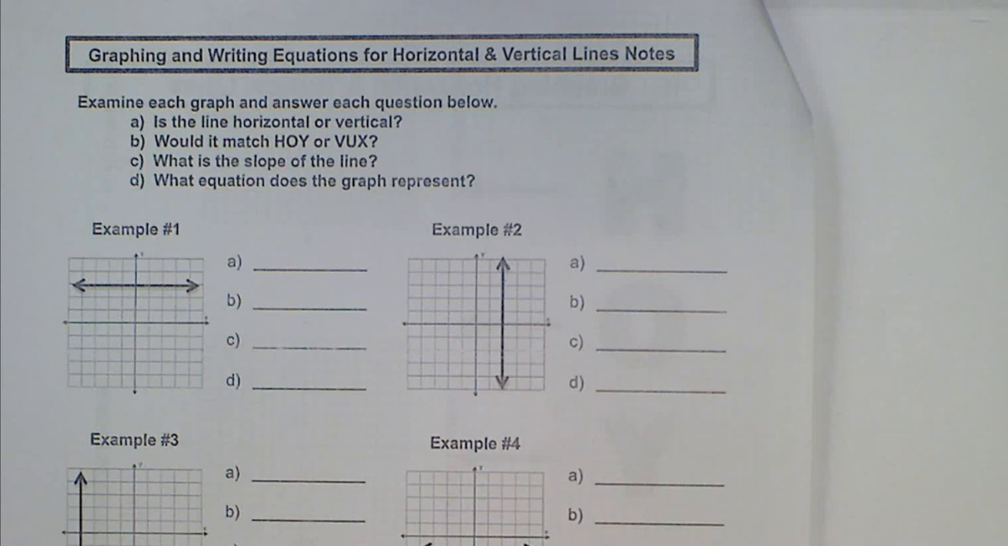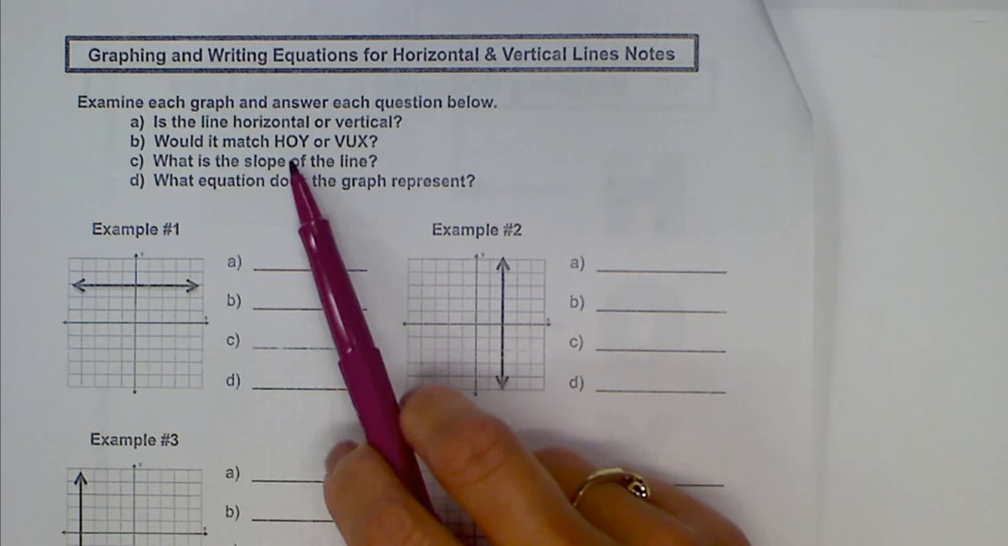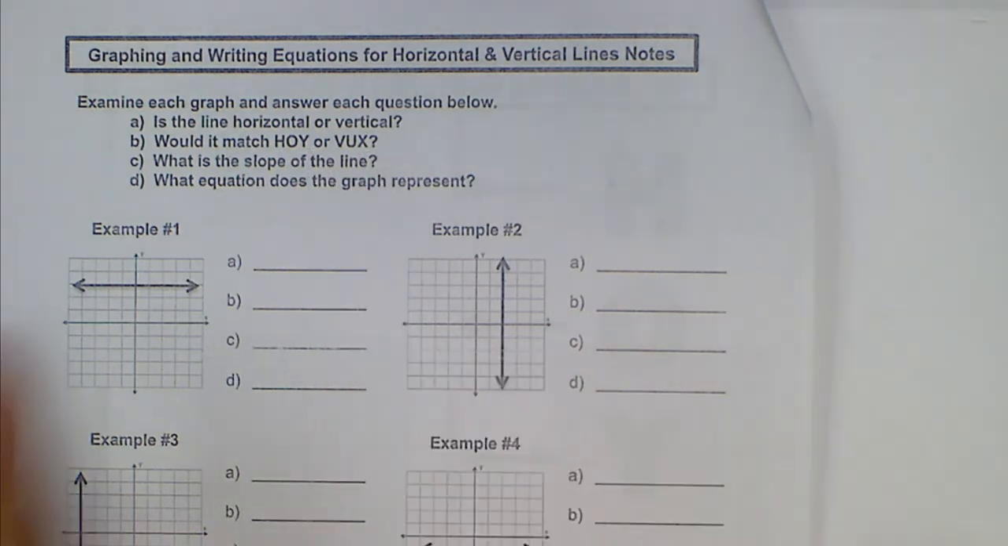All right, so now we're going to be practicing graphing and writing equations for horizontal and vertical lines. And remember, we're going to use our mnemonic HOI or VUX. So we are going to start with example number 1.